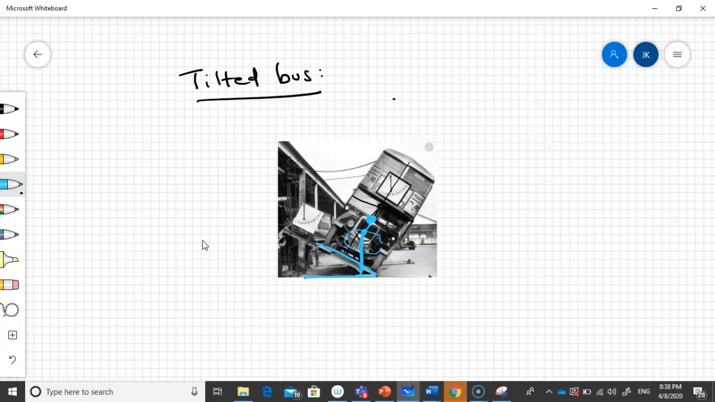And if the line lies exactly within the base, the bus is stable. If the line falls out of the base, even if it is tilted more, then it will tilt over.